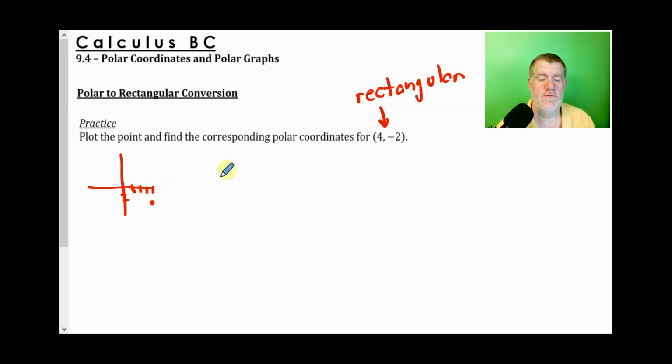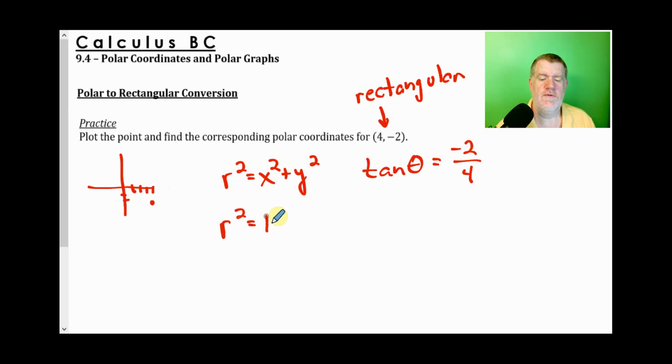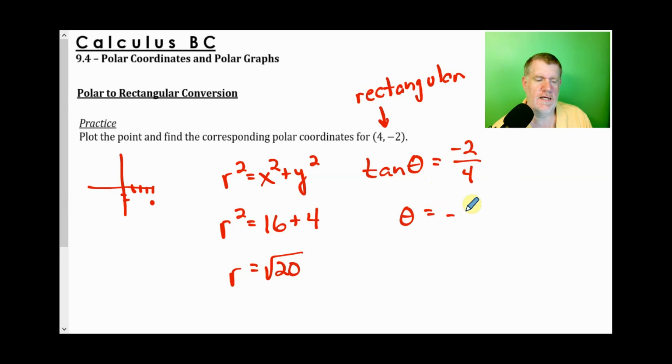All right, well, here's what we know. We know that r squared equals x squared plus y squared. I know that the tangent of the angle theta is y over x. So let's solve these. x squared would be 16, and y squared would be 4. So r would be the square root of 20. All right, not a unit circle one right there. We might have to actually use a calculator for that. So if I put that in a calculator, inverse tangent of -2/4, I get -0.4636.